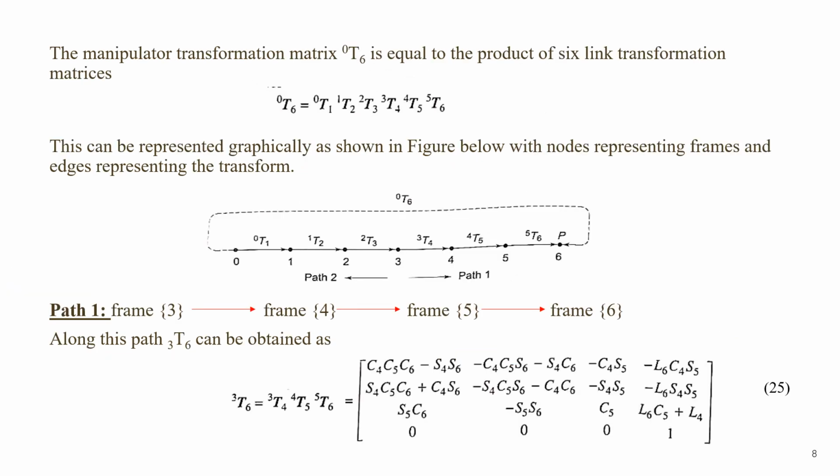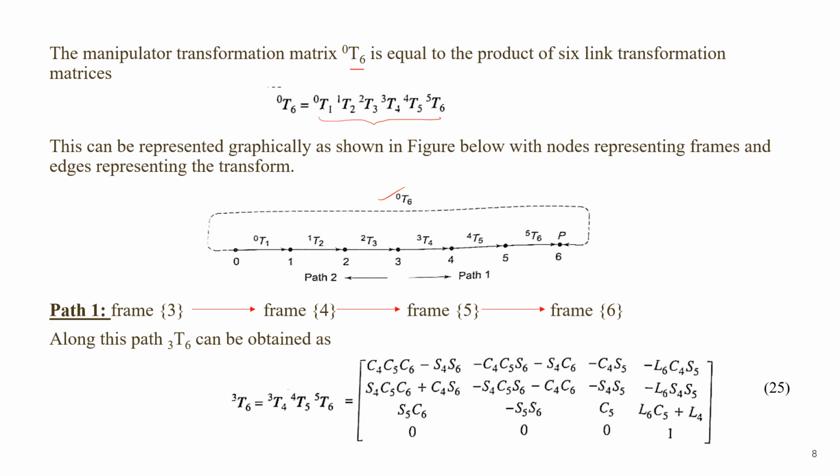Here you know the complete transformation matrix T6 to 0. It is the product of the six transformation matrices, that is T1 to 0, T2 to 1, T3 to 2, T4 to 3, T5 to 4, and T6 to 5. This is represented graphically here, and the product of these transformation matrices will give you T6 to 0.